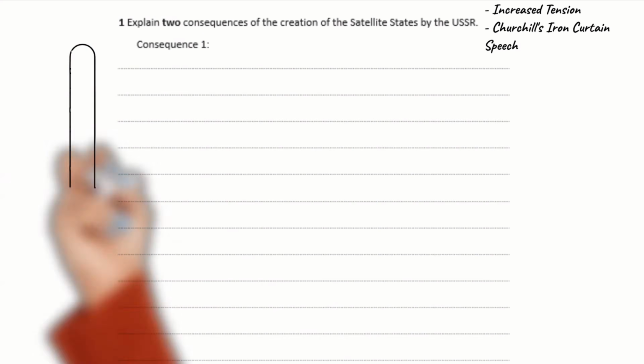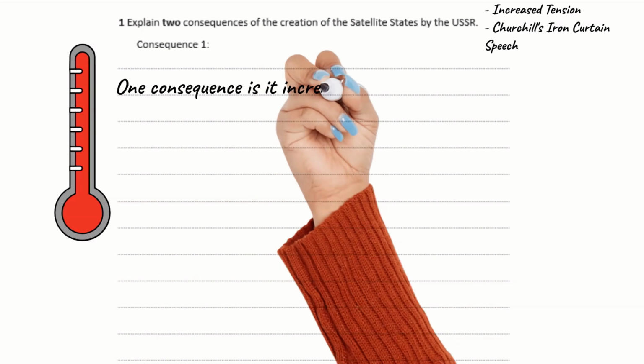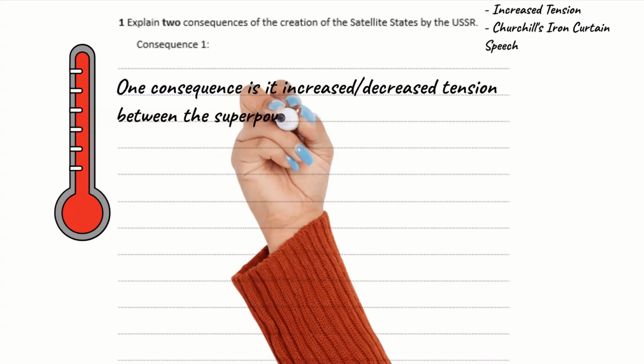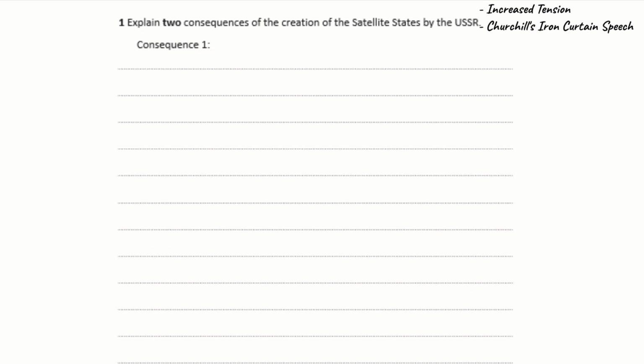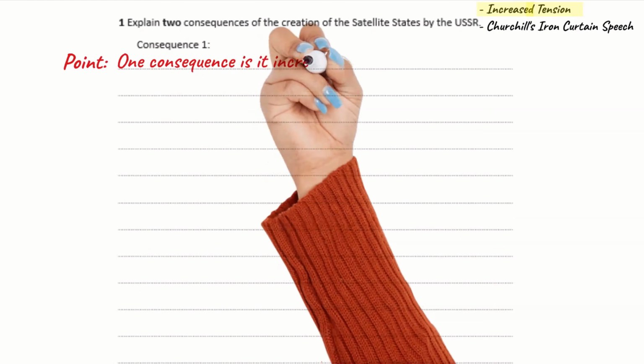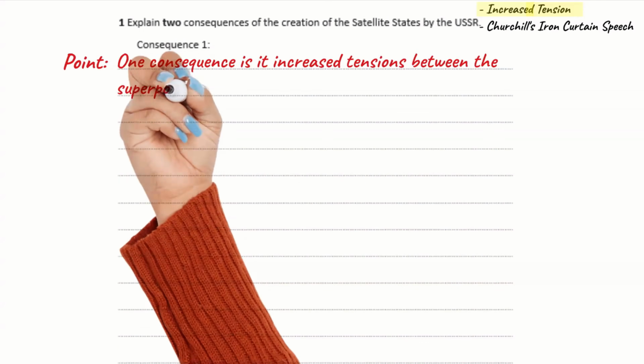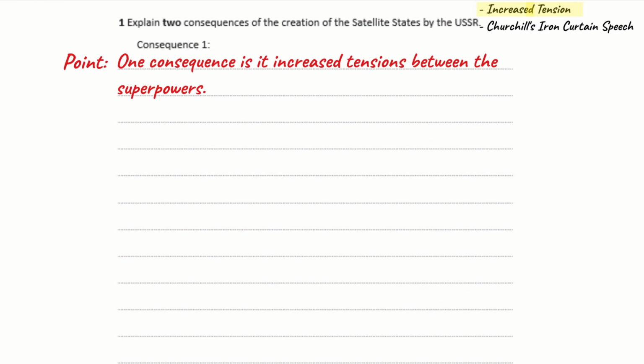One consequence of every event is how it changes the relationship between the superpowers. So saying that the event increased or decreased tension will always be a valid answer. In this question, the creation of the satellite states definitely increases tension, so I'm going to start my answer with that. My point for this paragraph is going to be one consequence is it increased tension between the 2 superpowers. So that's really straightforward. Then we need to go on to add our evidence.